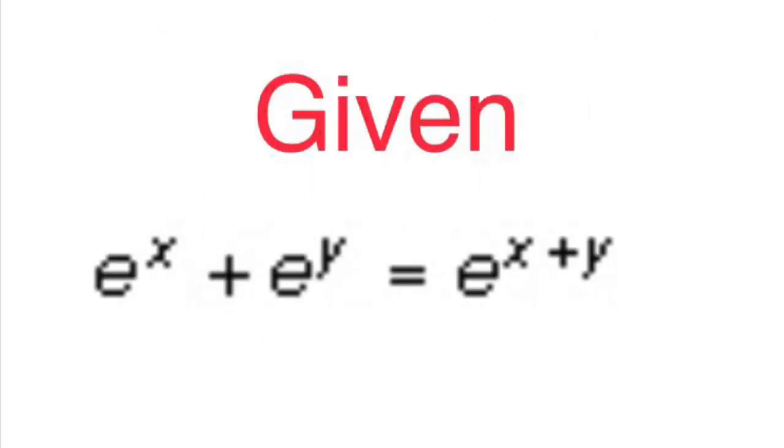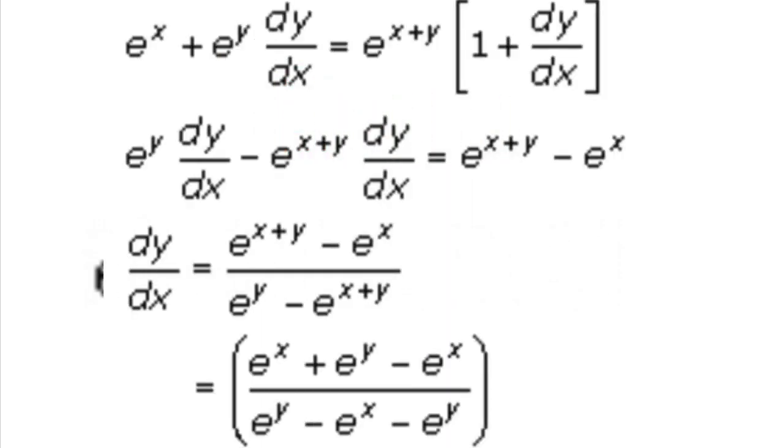Since it is given that e raised to x plus e raised to y equals e raised to x plus y, so in place of e raised to x plus y we can substitute this value. So we'll get dy upon dx equals e raised to x plus e raised to y minus e raised to x upon e raised to y minus e raised to x minus e raised to y.